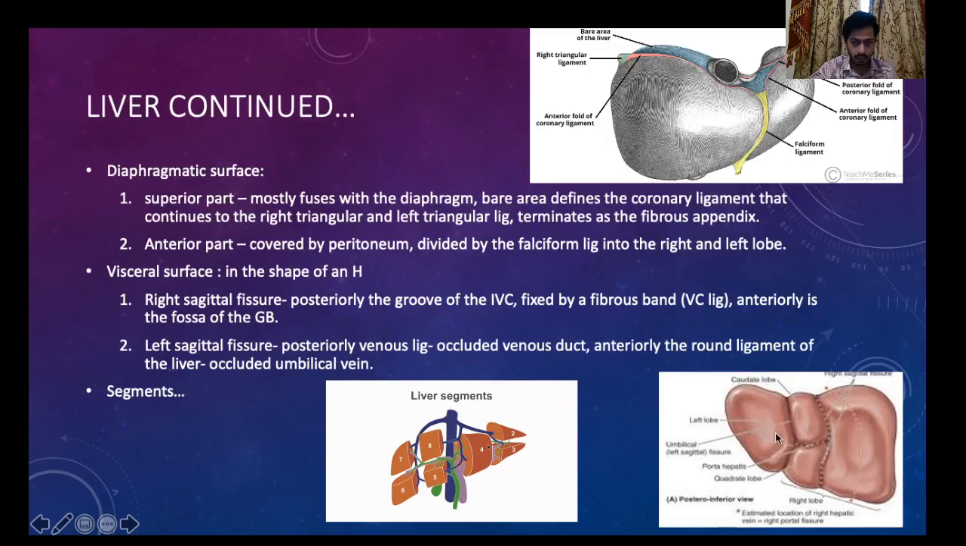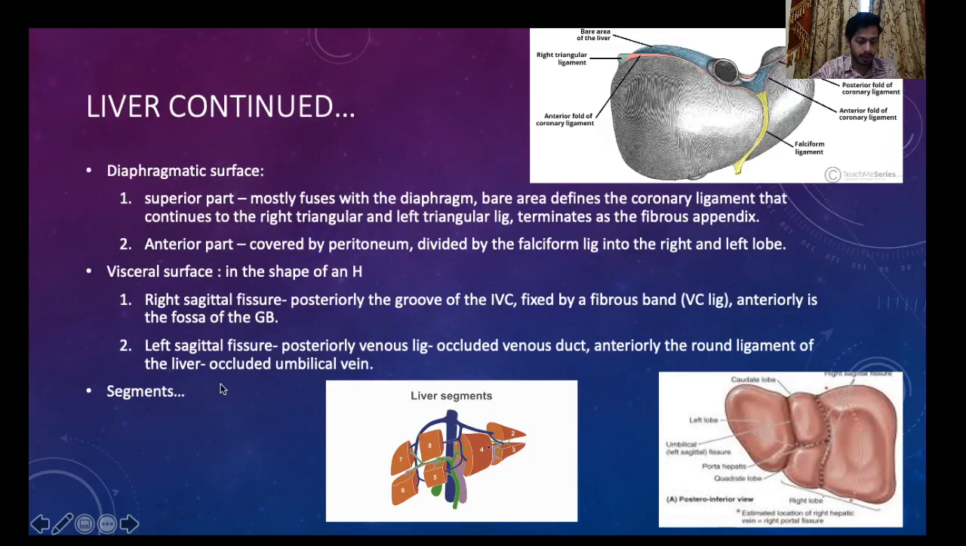So the left sagittal fissure, for most people, is composed of the venous ligament, of the venous duct, which is occluded and not functioning. And anteriorly, you would find the round ligament of the liver, which contains the occluded umbilical vein. So once you've been born, and your umbilical artery has been clamped, within a few days all of these things will be occluded, and you can start developing the functional vascular system of developing adults or children.